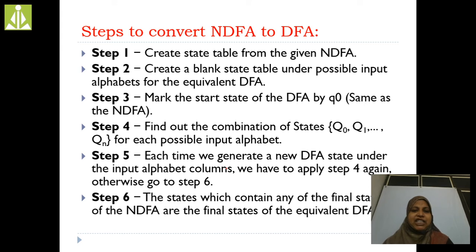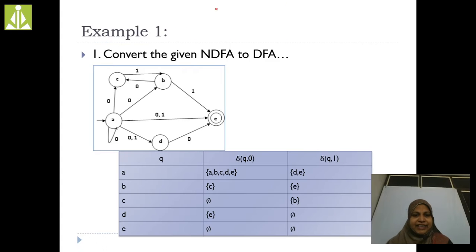Now I'll explain the steps. First we have to create the state table from the given NDFA. Whenever we get a transition diagram or transition table, we just have to draw the transition table for that particular state. See here, in the given problem, this is the NDFA, this is the transition diagram. Now we are going to draw this transition table. This is the first step.